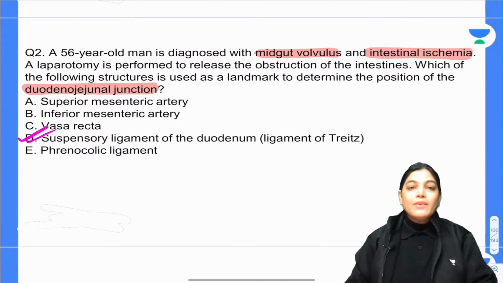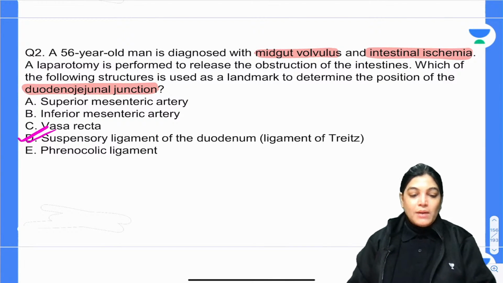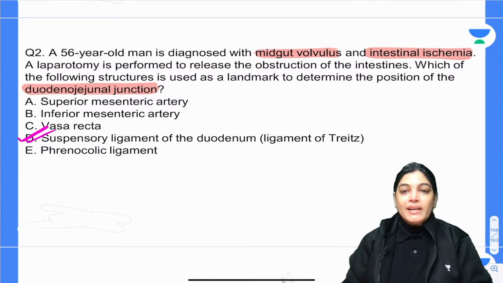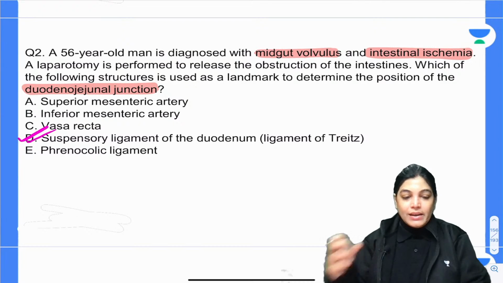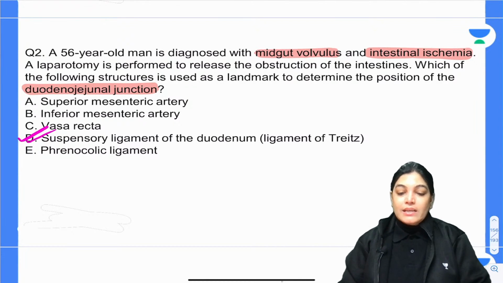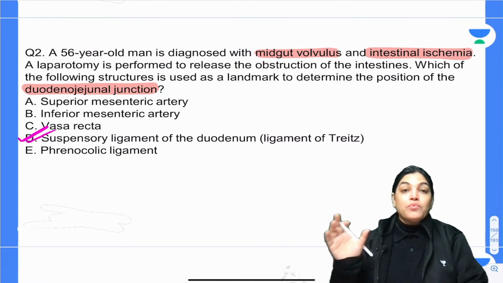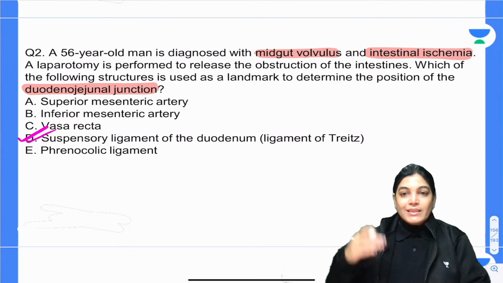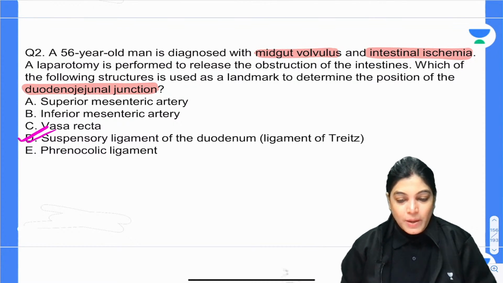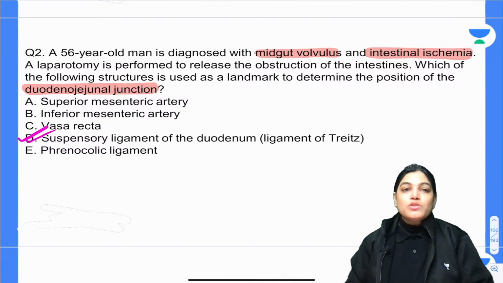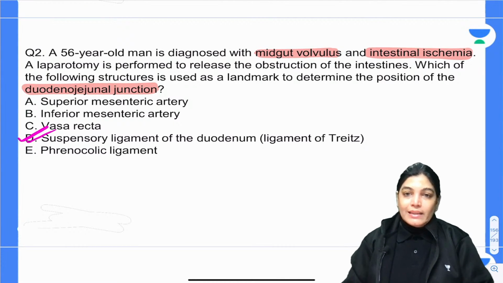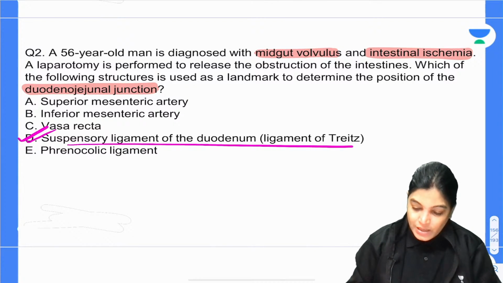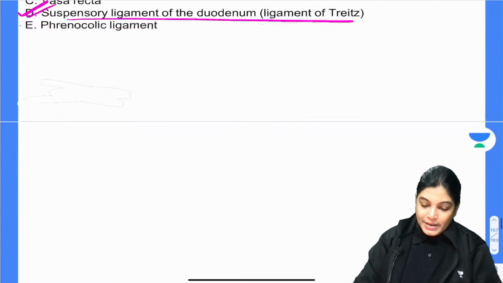So, Ajay Selva, you have given absolutely correct answer. Suspensory ligament of duodenum or ligament of Treitz is the right answer. Why is it the right answer? Because this is the ligament which originates from the right crus of the diaphragm, and it is attached to the fourth part of the duodenum. To be more specific, it is attached to the fourth part of duodenum at the junction of duodenum and jejunum. The ligament is commonly used by a surgeon for locating the duodenum-jejunum junction. So, this is the right answer.